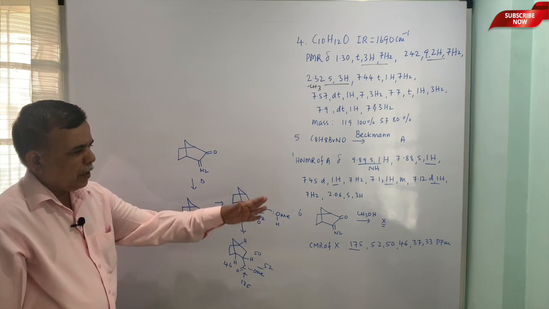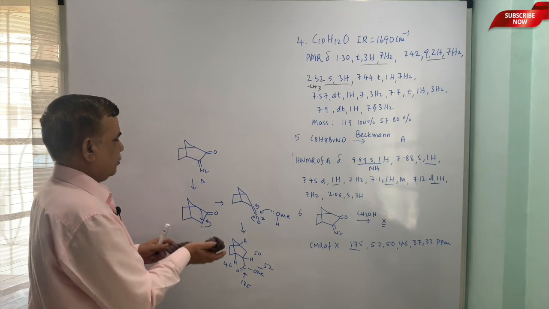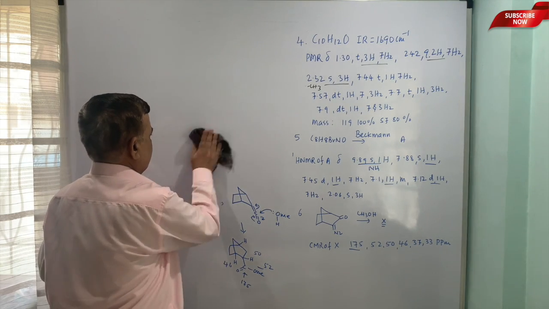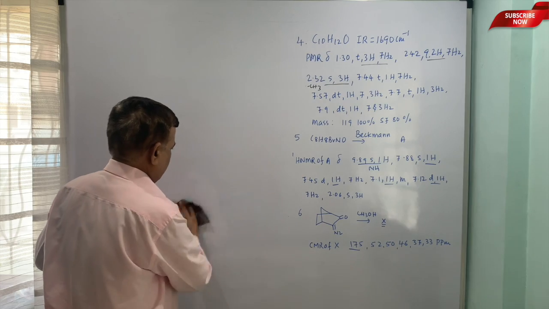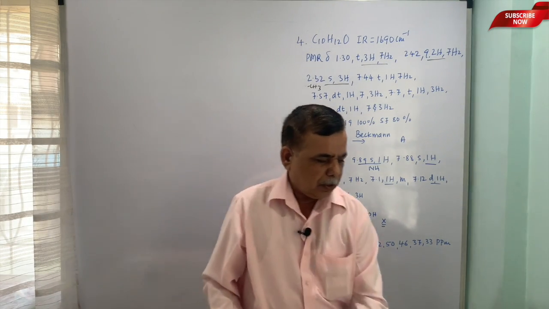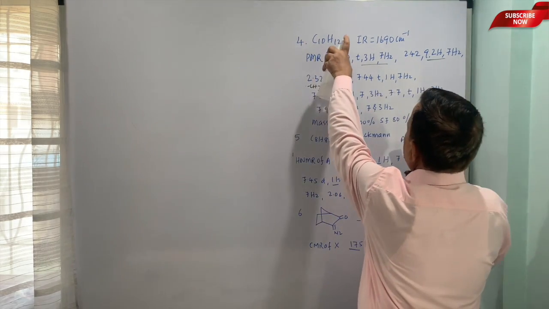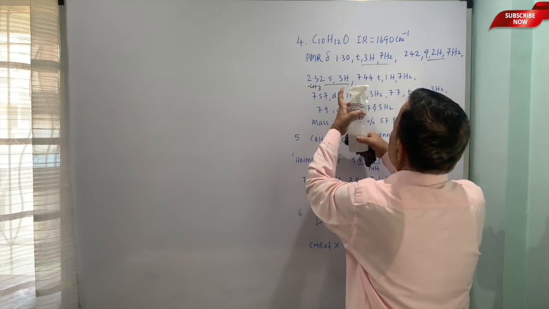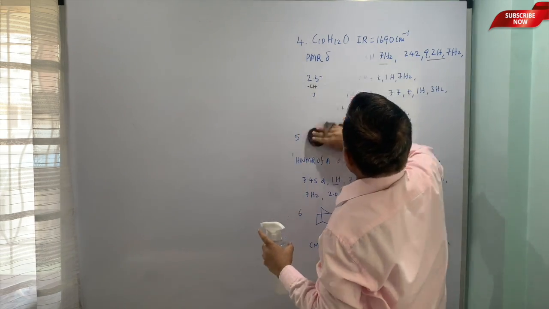If you assign them, you will definitely get the correct structure on the basis of CMR, because CMR is given, proton NMR is not given. Proton NMR may be complex for this molecule, and that is why the structure is expected on the basis of CMR in this case.